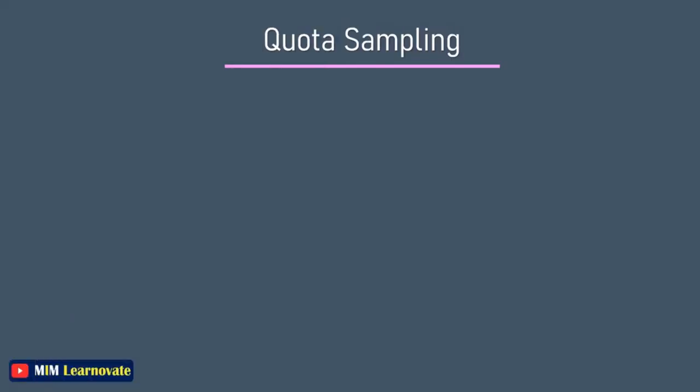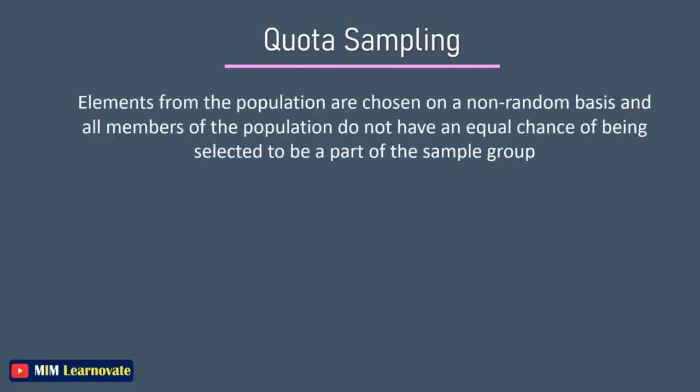Quota sampling. Quota sampling is a type of non-probability sampling method. This means that elements from the population are chosen on a non-random basis and all members of the population do not have an equal chance of being selected to be a part of the sample group.